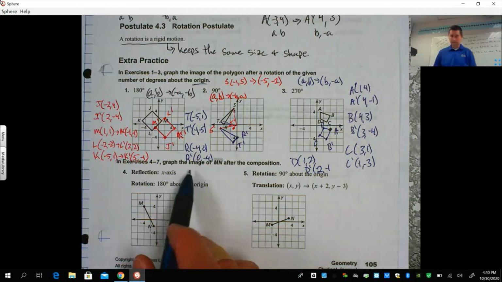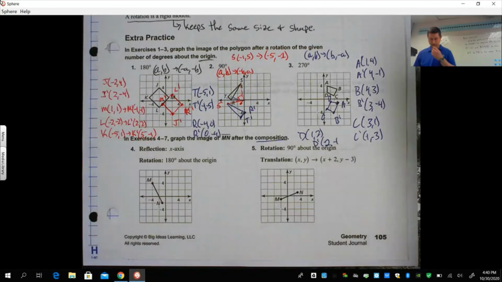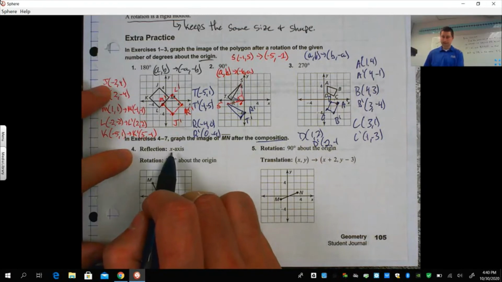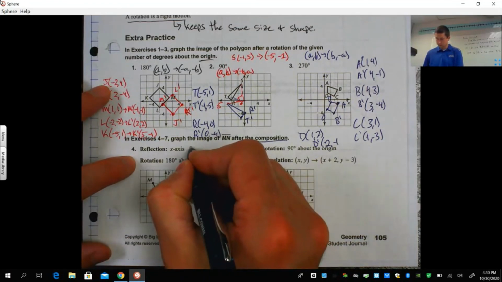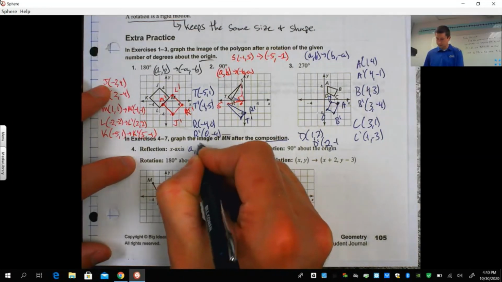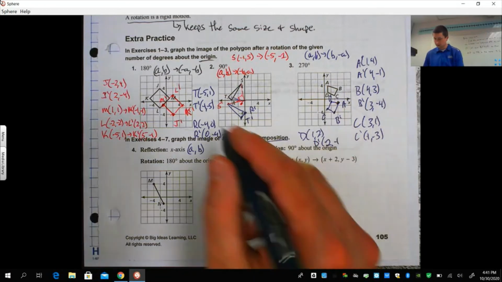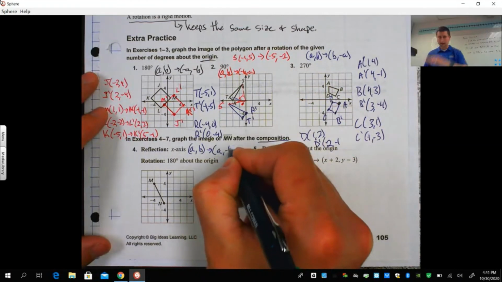Okay, graph the image of MN after the composition. Composition means you're doing two things. Okay, so we have a reflection in the x-axis followed by a rotation 180 degrees. So if you remember from the previous lesson, reflection in the x-axis, so you're going from one side of the x-axis to the other. AB is going to go to A, negative B.